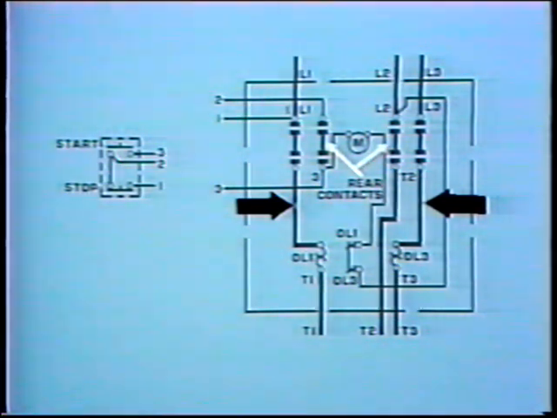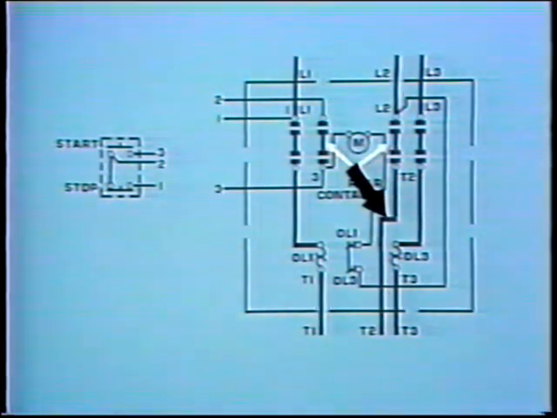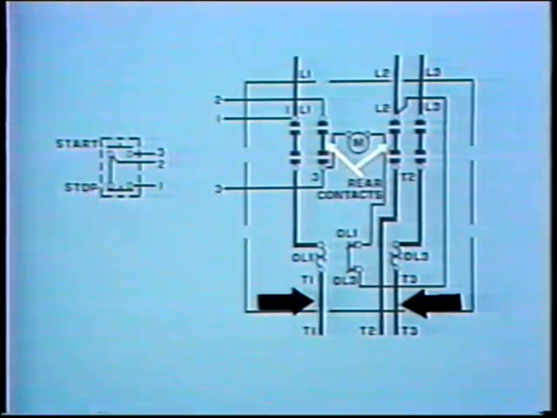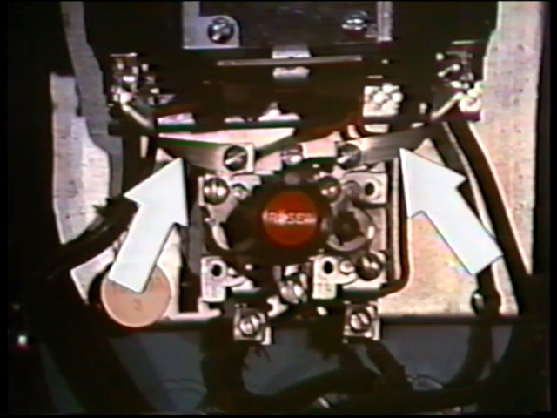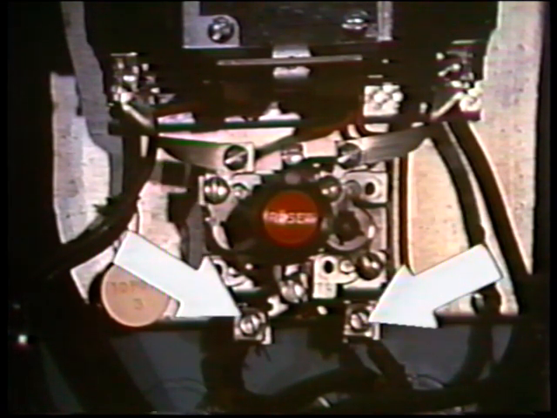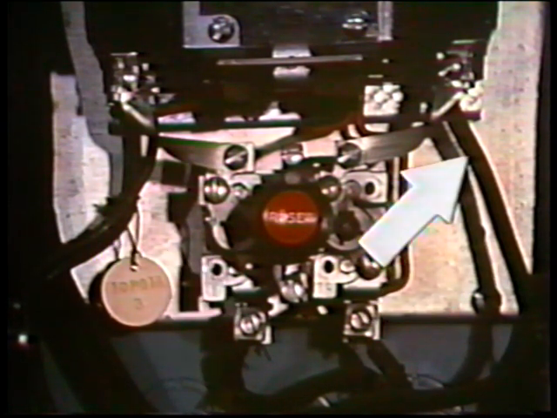From the magnetic contactor, 2 leads are connected to the overload heater elements. The 3rd lead, T2, is directly connected from the contactor to the motor. From the heater elements, T1 and T3 are directly connected to the motor. Inside the actual controller, the connections between the magnetic contactor and the heater elements in the overload devices are made with these conducting bars. From the heater elements, T1 and T3 are directly connected to the motor. As in the wiring diagram, T2 is directly connected from the magnetic contactor to the motor.